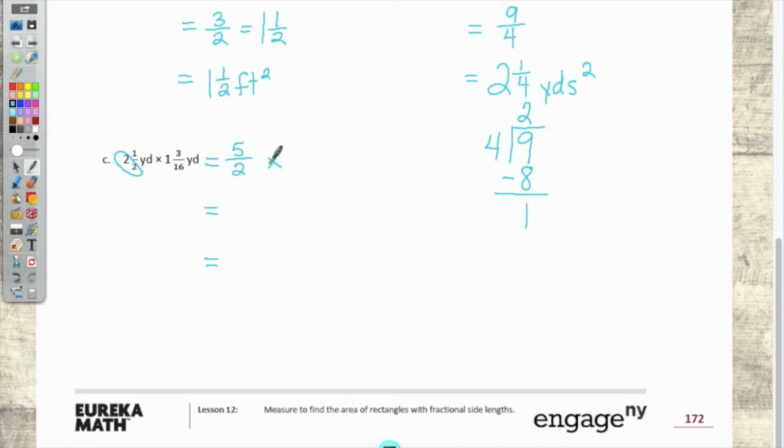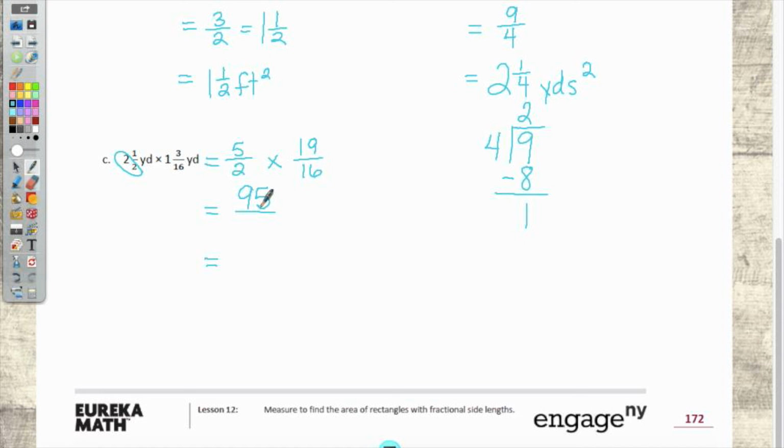Cheney, change the next one, 1 3/16 to a fraction. 19 over 16. Okay. So now you simply multiply 5 times 19 and 2 times 16, and you're going to get a fraction. So go ahead and multiply those. If you have to write it down, then write it down. For me, what'd you get? 5 times 19? 95?